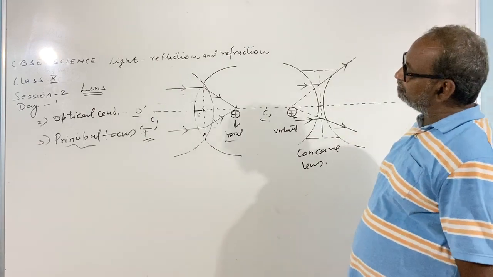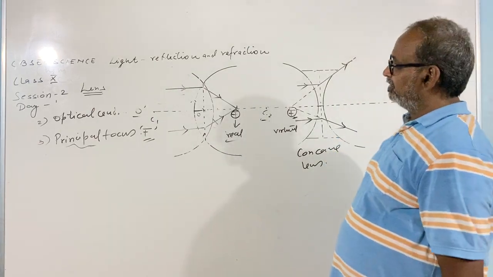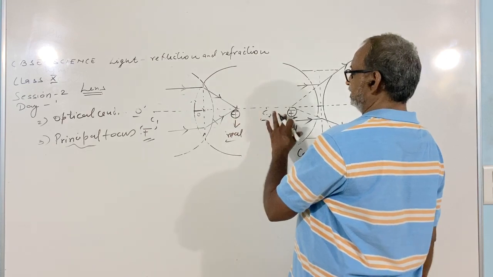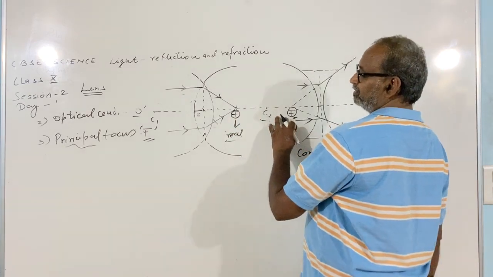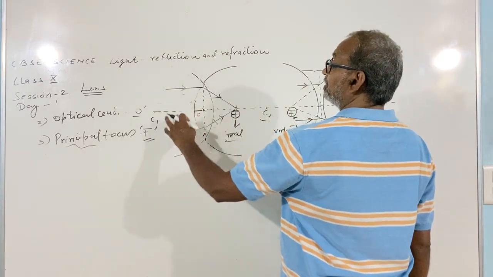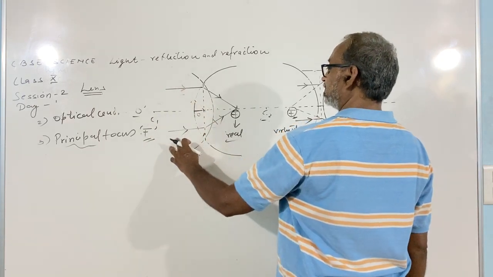Now let us define principal focus accordingly. It is the point on the principal axis where the rays of the light parallel to the principal axis after refraction actually converge or appear to diverge from.